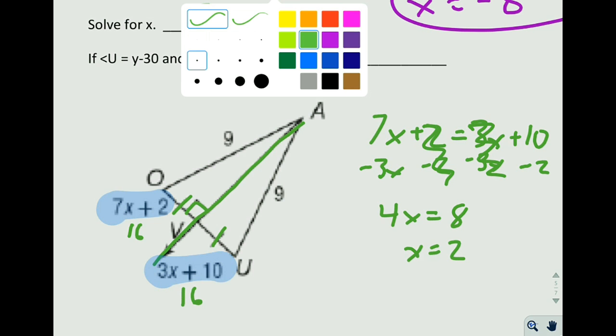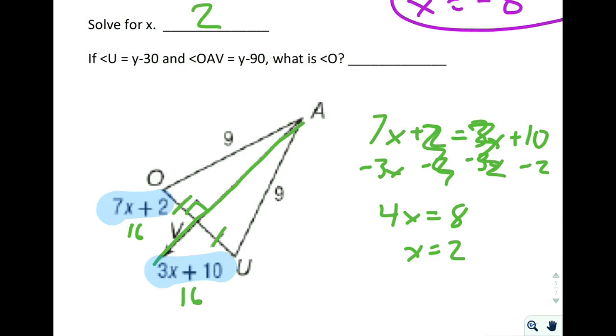Next question, totally different ball of wax. We're talking about angles. So if angle U here is y minus 30. Again, notice how I'm drawing in on the picture what I'm given in the problem. And angle V, this angle right there, is y minus 90. What is angle O?